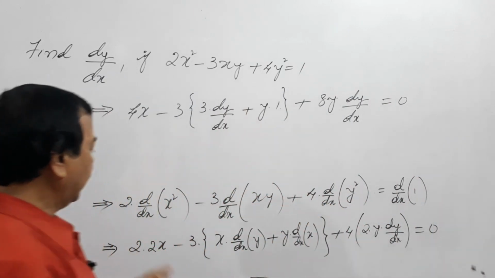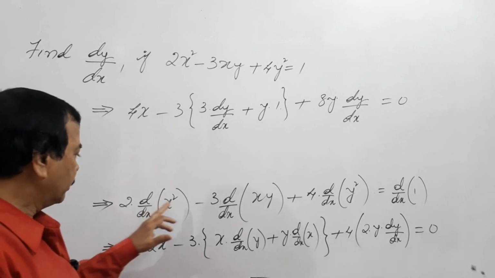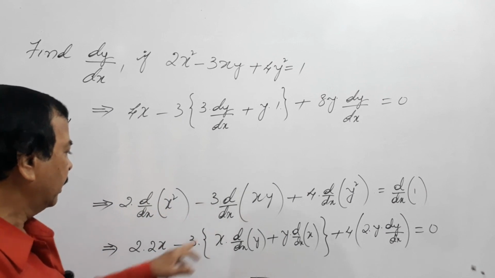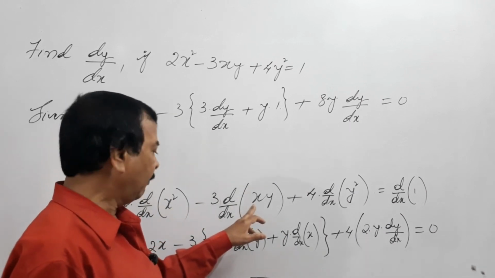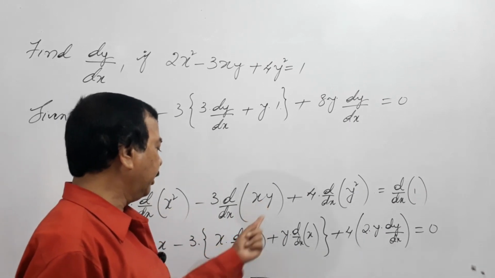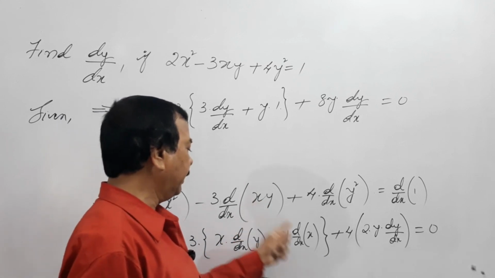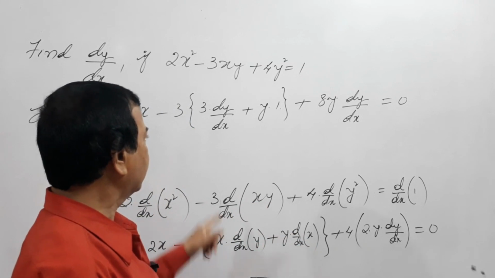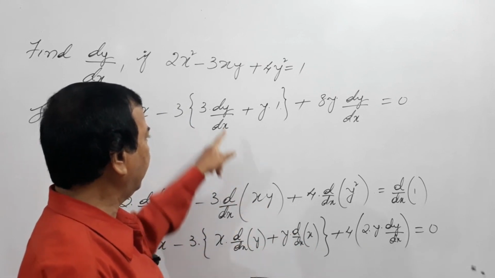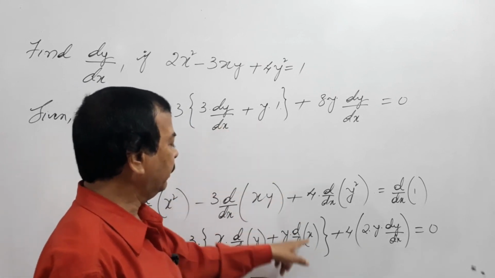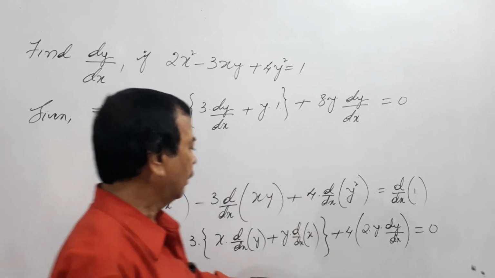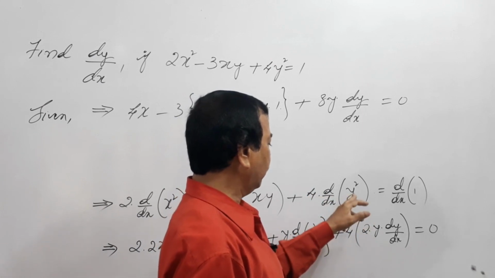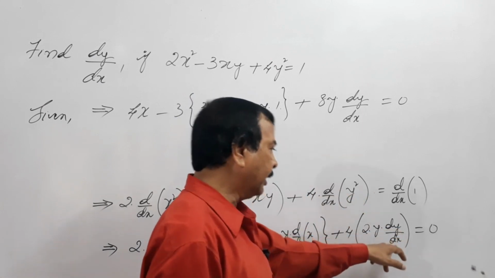So here once again I repeat this step. So 2 as it is, d by dx of x square is 2x, 3 I have written, use the product rule for this, x into d by dx of y plus y into d by dx of x. So product rule. So what happens here? This becomes 3 into dy by dx plus y into d by dx of x is 1, plus this becomes 2y, 4 I have taken, 2y into remaining, we have y here, differentiate that also.